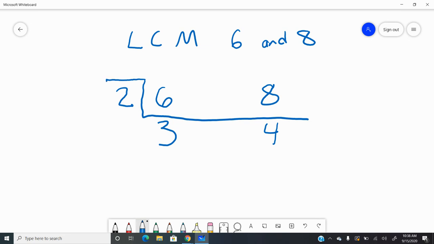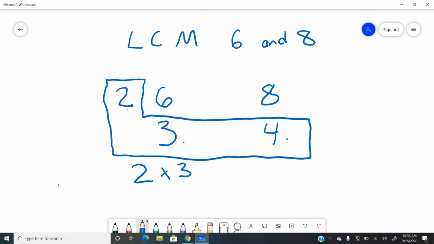So the reason some people call it the L method is because we're then going to box this in and make a big giant L, like in bubble letters. Everything inside of my L, my 2, my 3, and my 4, I'm going to multiply those together. 2 times 3 times 4. So 2 times 3 is 6. 6 times 4 is 24. And la-dee-da, we got the same answer that we just got before. So that is the least common multiple, but using the L method. 24 should be the answer.